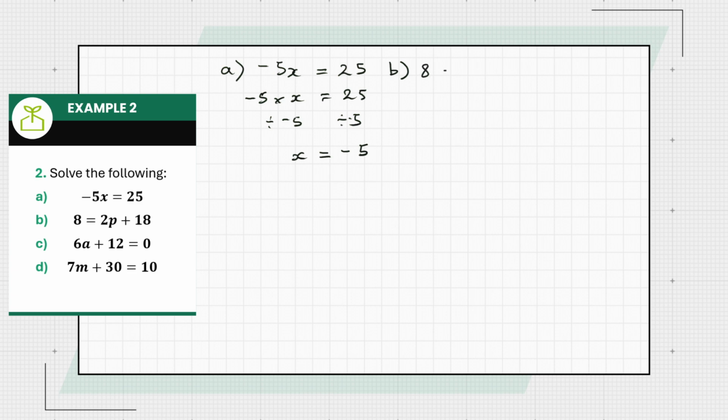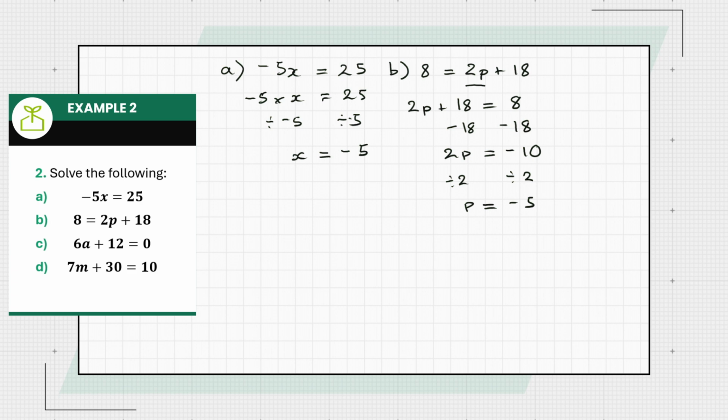For B, we have 8 equals 2p plus 18. Okay, so the first thing we're going to do is recognize this is exactly the same type of question, it's just a little bit different. And if it makes you feel more comfortable to have the p on the left, you can simply create an equivalent equation by moving everything to the other side. It's still exactly the same question. Right, so now let's take away 18 from both sides. This becomes 2p, and this becomes negative 10. Alright, now we can divide both sides by 2, and we're left with p is equal to negative 5.